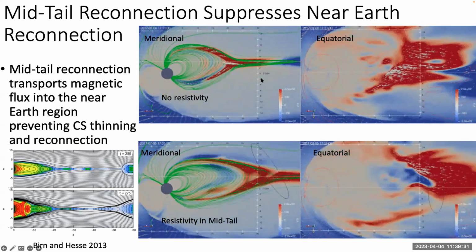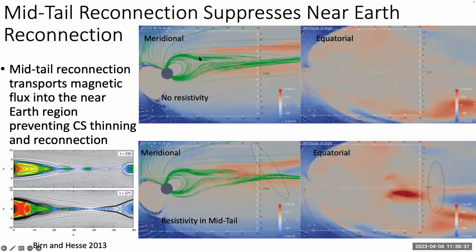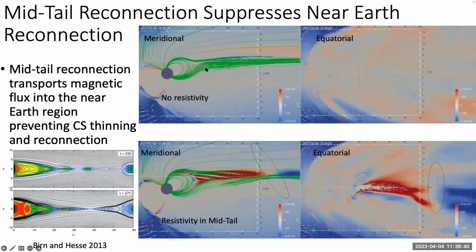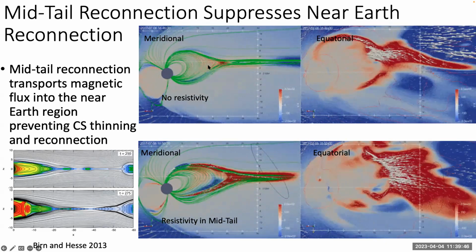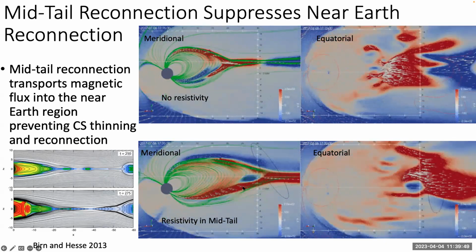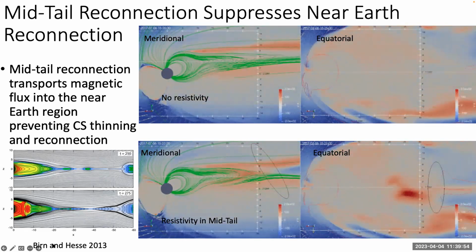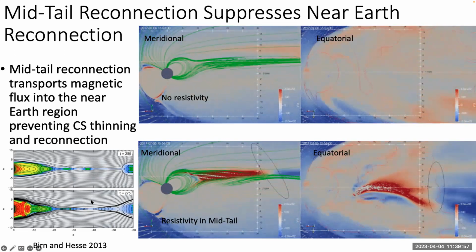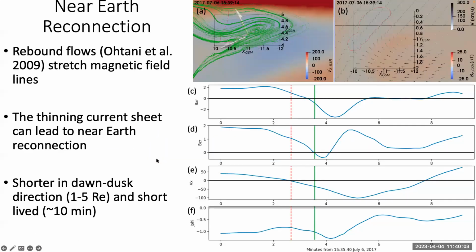So this is that problem that is not always, but is often an issue in these global MHD simulations, where you get reconnection that happens way too close to the Earth. You can see it, it's just about to happen. There it goes, right? So that's within 15 RE into the tail. But it doesn't happen when you include resistivity, because that magnetic flux prevents it from collapsing. And this is really in agreement with what Byrne and Hess saw in 2013. They had reconnection further in the tail that, again, prevented reconnection closer in.